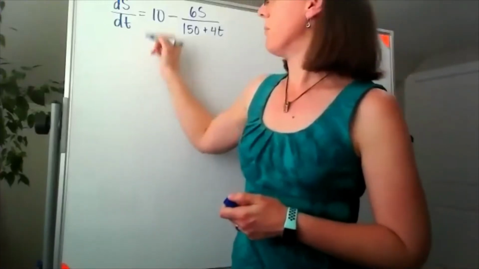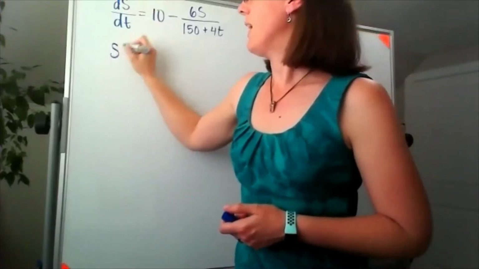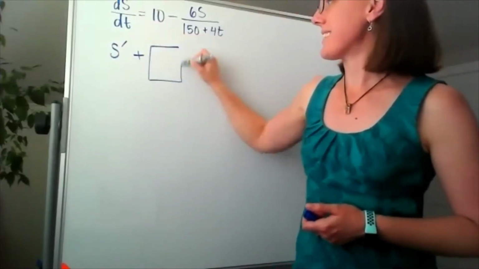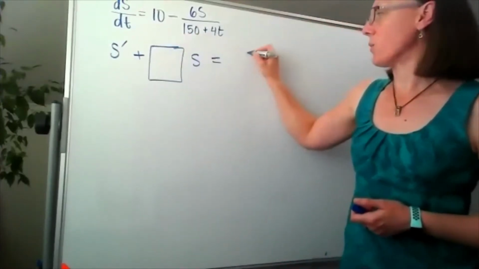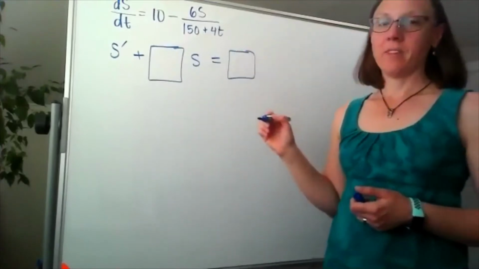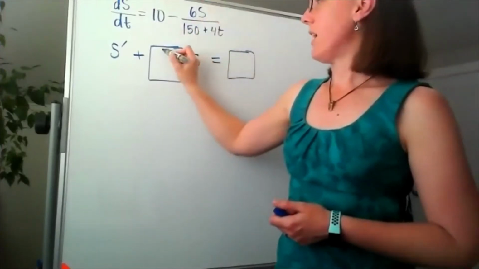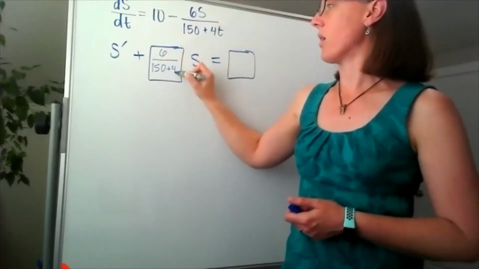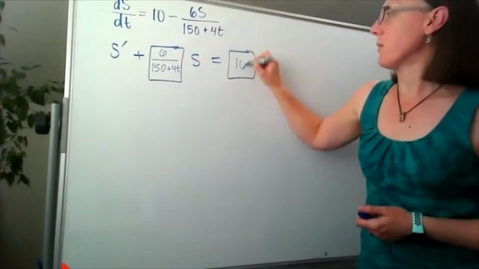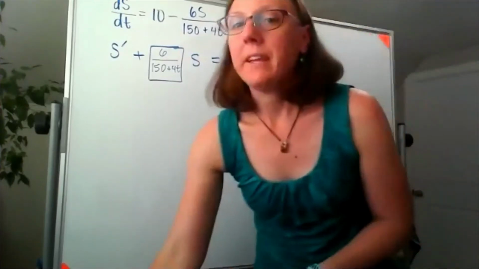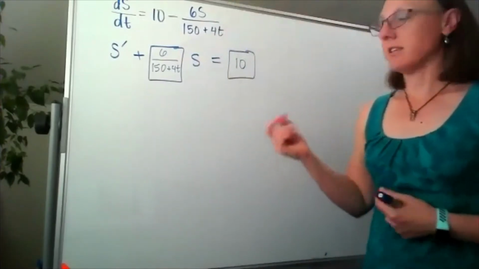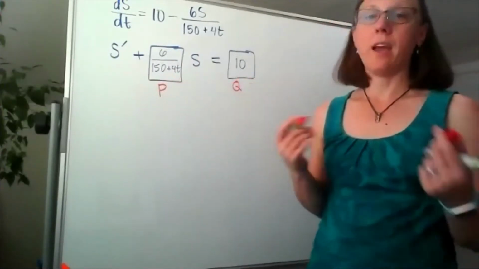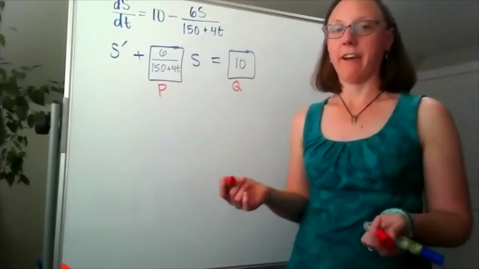And our standard form, I need to add this piece over because I need something times S equals something. So when I add this over, I'm going to have 6 over 150 plus 4t, and this something that will be left is the 10. In terms of our first order linear differential equations, that's our P, that's our Q, and our next step is to find our integrating factor.